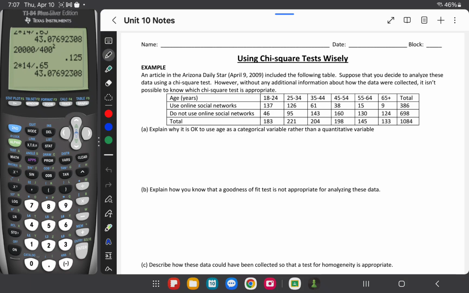So, for example, we're going to look at an article in the Arizona Daily Star, April 9th, 2009, which included the following table. Let's suppose that we decided to analyze this data using a chi-squared test, but we didn't have any additional information about how the data was collected. It isn't possible then to know which chi-squared test is appropriate, and so let's talk about the reason why.